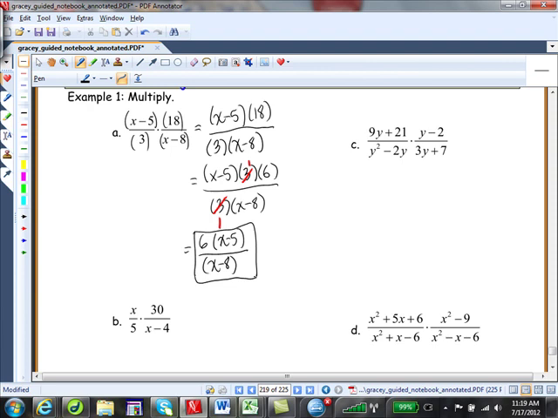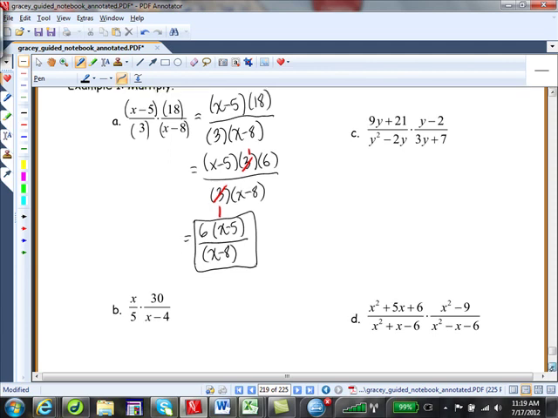Okay, pause the movie and you try part B. And if you feel really brave, you can go ahead and do C and D as well. Okay, let's see how you did in part B.